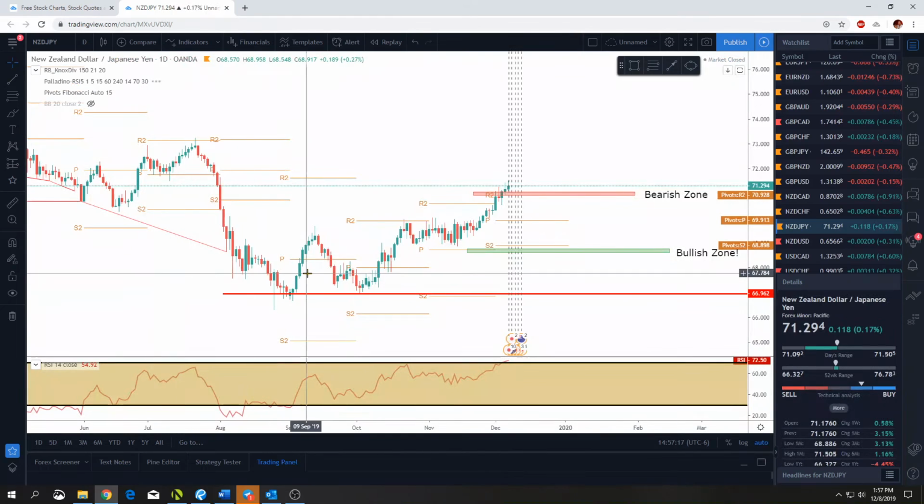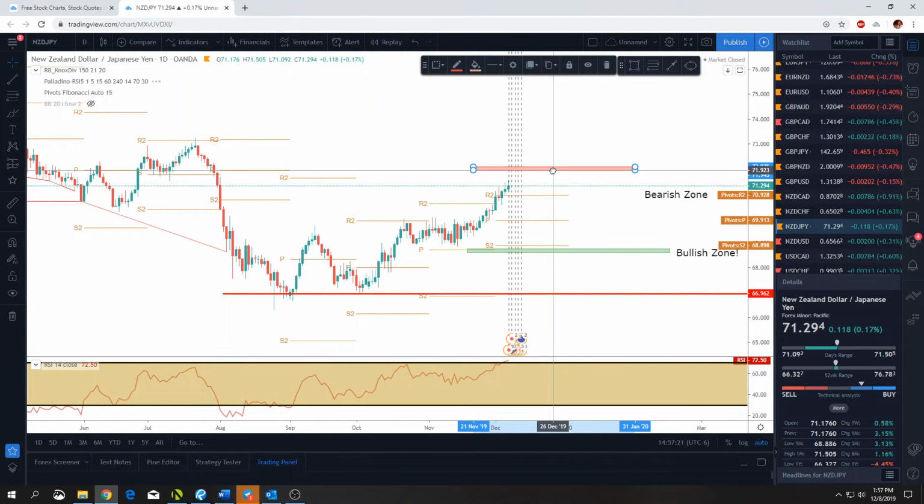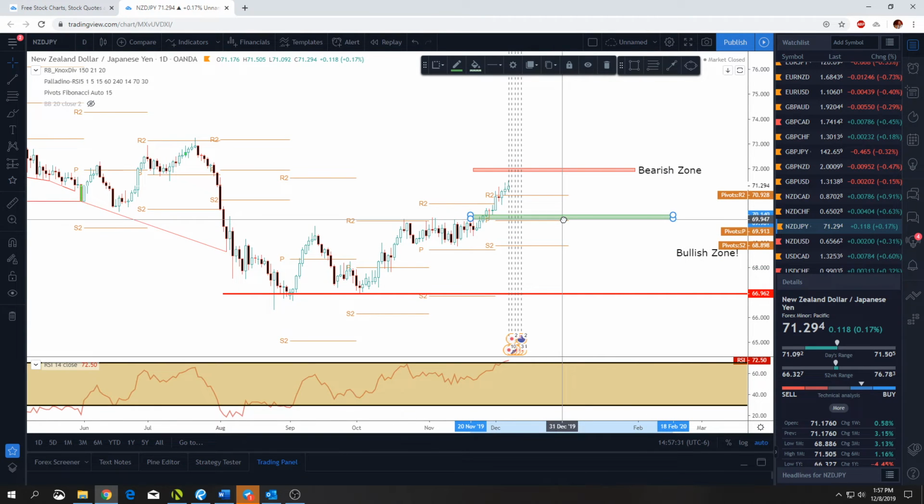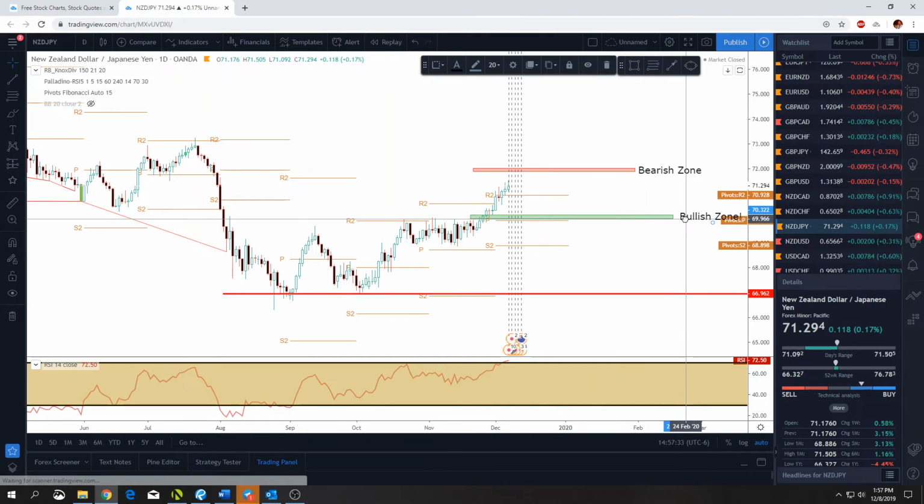New Zealand dollar, JPY, pretty much same thing. Right, here's what I'm looking for. That's a good place to look for bearish activity. And bullish. Let's see if it comes down and retests this high. Hopefully you guys can see what I'm doing here.